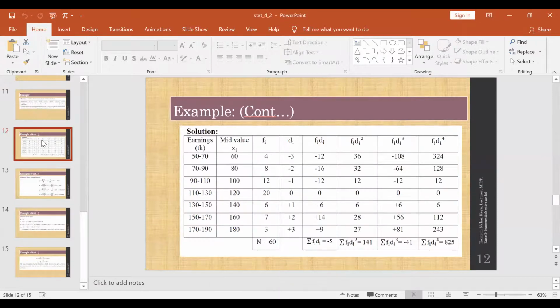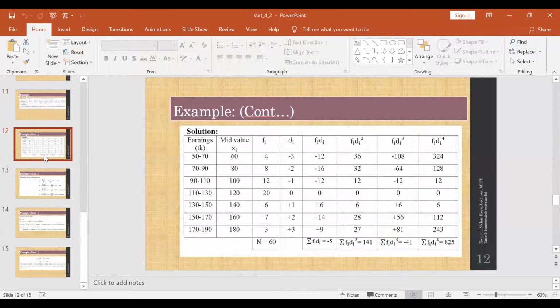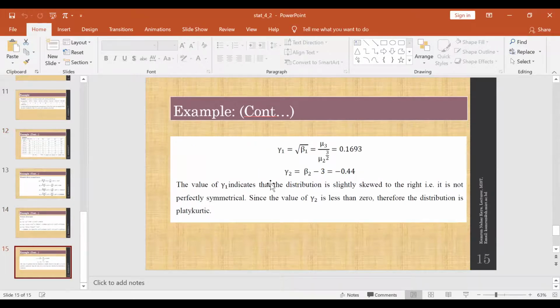See here for this example: calculate the first 4 moments about the assumed mean and convert the result into moments about the mean. That's just the one part. And the second part was to compute the value of gamma 1 and gamma 2. Gamma 1, gamma 2 is Karl Pearson's constant. We can also ask you to find Karl Pearson's constant. So if you get that, you have to find gamma 1 and gamma 2, and comment on the result. You just use your usual definition to find the moments, and then find out gamma 1 and gamma 2.